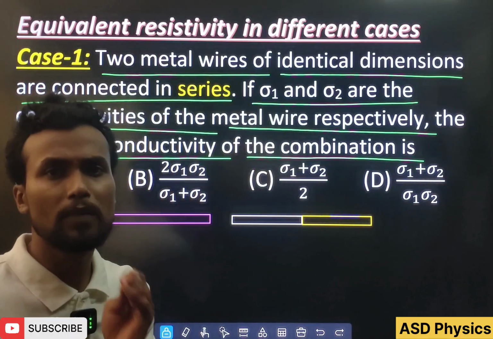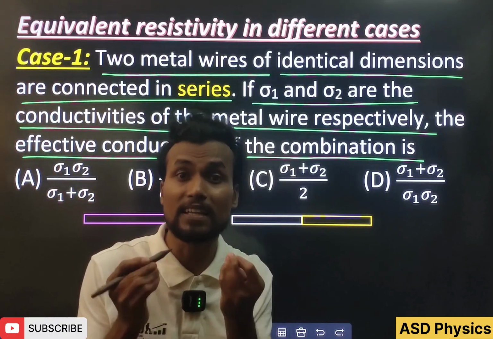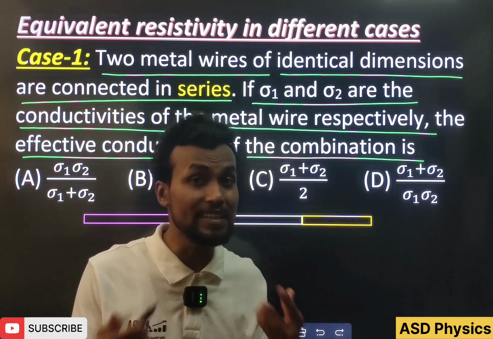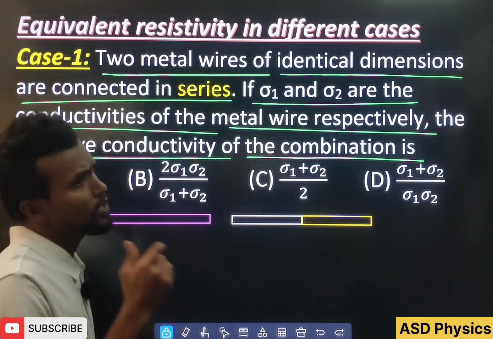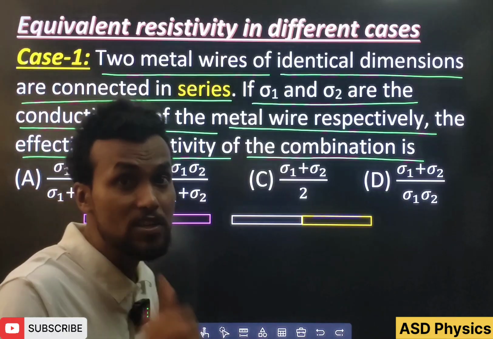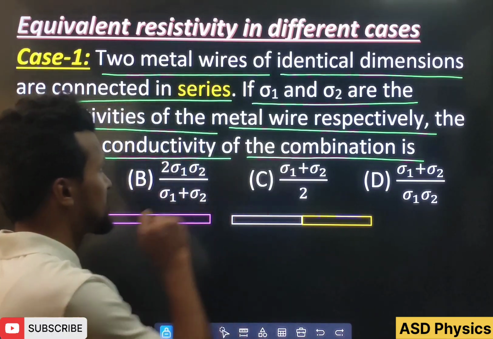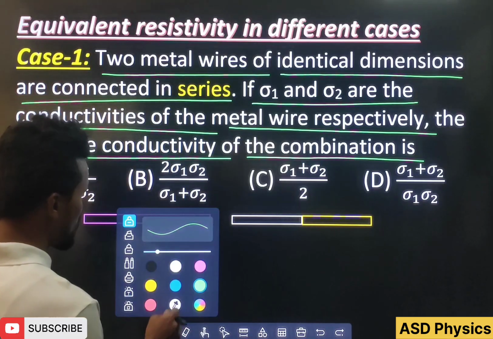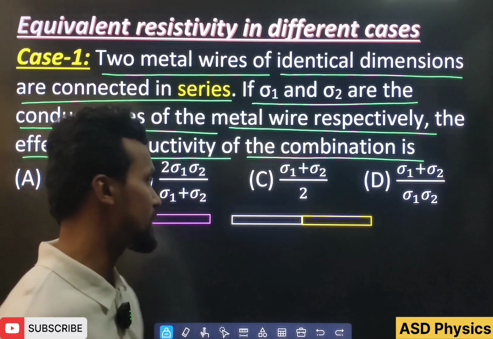So here you have to remember one thing. Here they are talking about the equivalent conductivity, and conductivity depends upon the nature of the material and temperature, independent of the dimension. So when we calculate the equivalent, the dimension of the equivalent conductor will be similar to the given conductors. Here also I have taken the two conductors. First I will solve in terms of resistivity, later I will convert into conductivity.